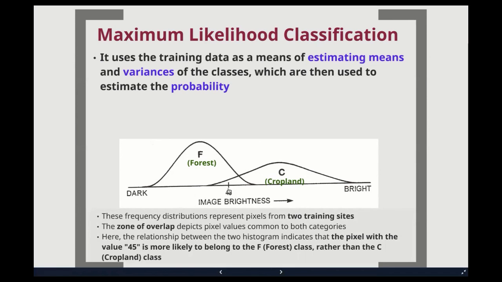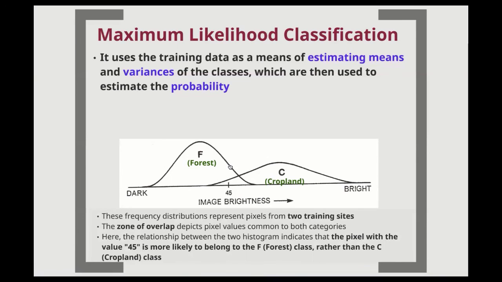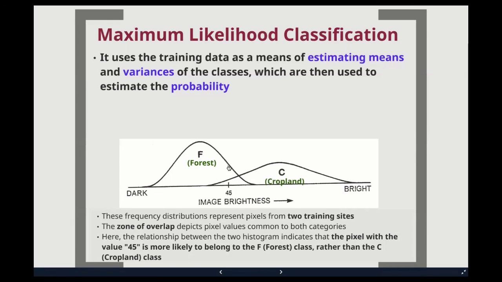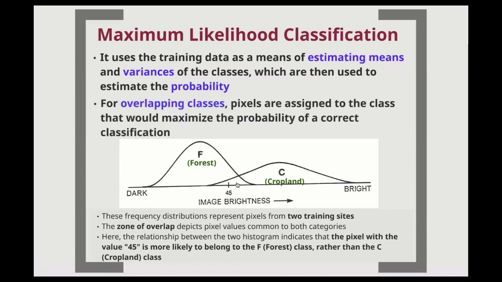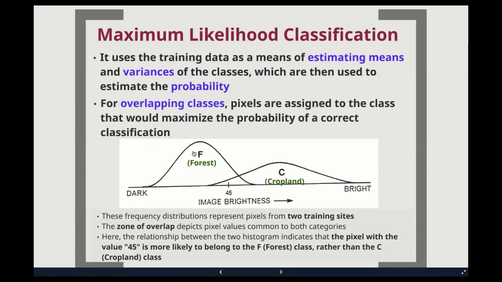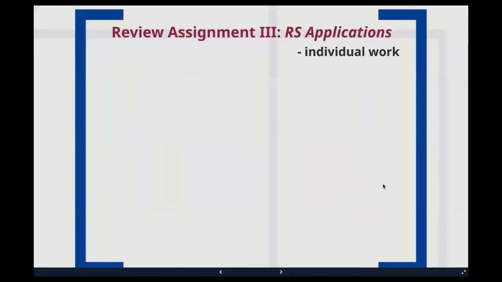For example, if we look at the 45 here and look at its distribution in forest and cropland, at the intersection the forest probability distribution curve is higher. So in this case, the maximum likelihood classification will classify the 45 as forest as opposed to cropland, to maximize the probability and really ensure the classification. So once again, it depends on the quality of your training samples, because you want to have good samples first before the classification can be done properly.